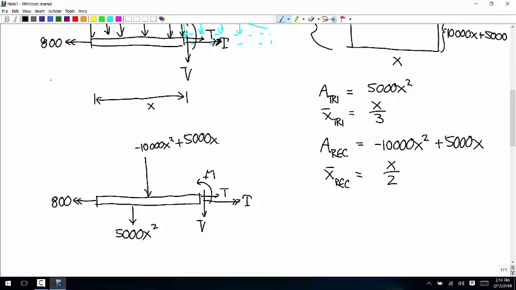The location of those centroids are each going to come up when we calculate the moments produced by those forces. But it's important to notice that this is positive, because that means that it is going to be a downward force, and that means that the moment is going to be clockwise. Okay.